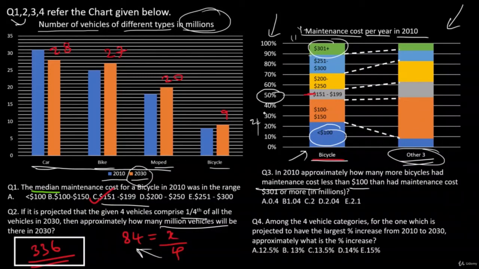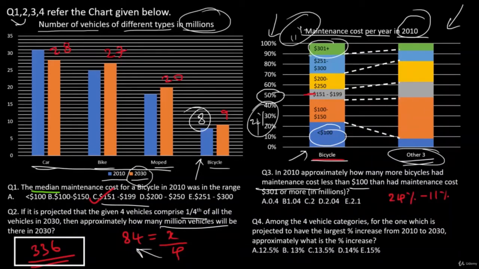So we just need to find the difference between these two, and we know that in 2010 the total number of bicycles is given by this blue bar over here, right? So that is at a value of 10 million, or how much is this? No, 8 million. So this is at a value of 8 million, right? So we just need to find out 24% of 8 million minus 11% of 8 million, right? So difference of these two percentages is 24% minus 11%. That's equal to 13%, right?